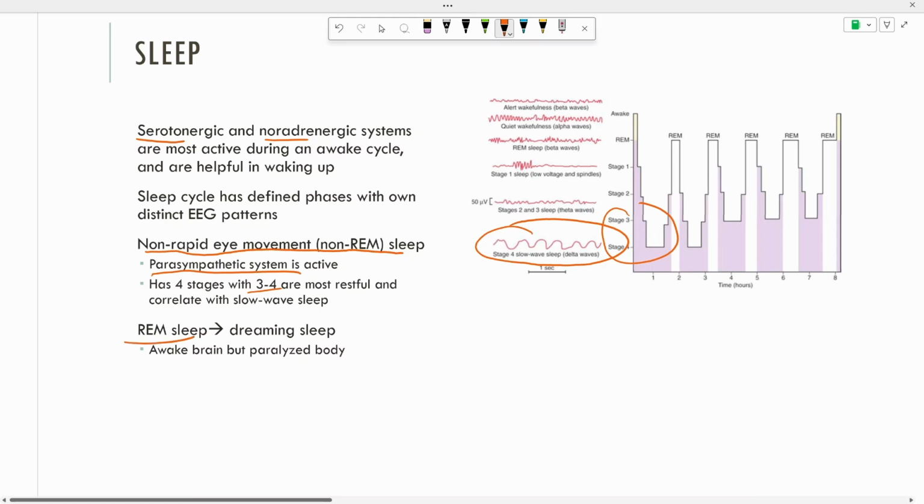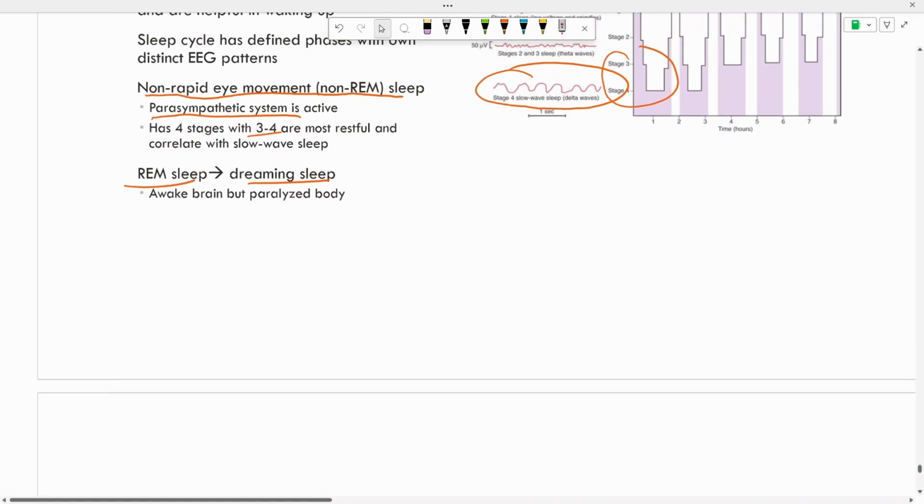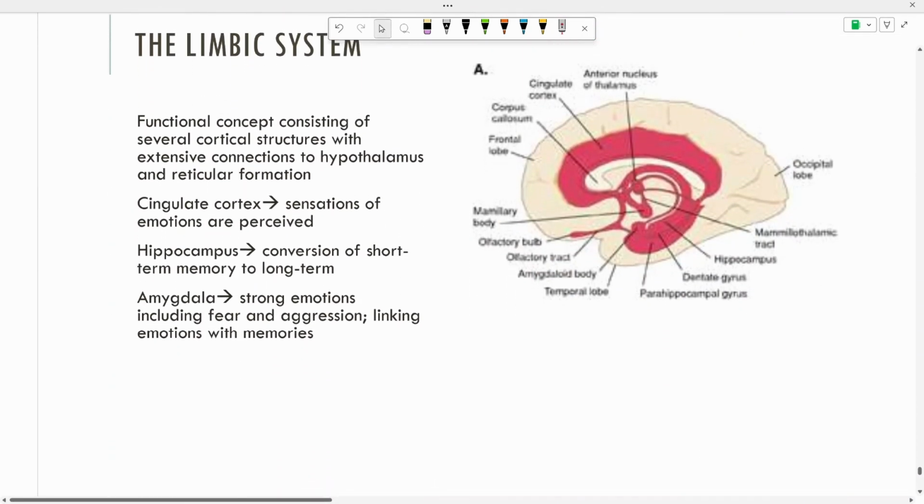REM sleep is dreaming sleep. So the brain is awake, but the body is paralyzed. You remember sleep paralysis? Kind of like that, whether you're awake or not. So those are different phases of sleep. So just know that REM is dreaming sleep, and know which waves are sleeping waves.